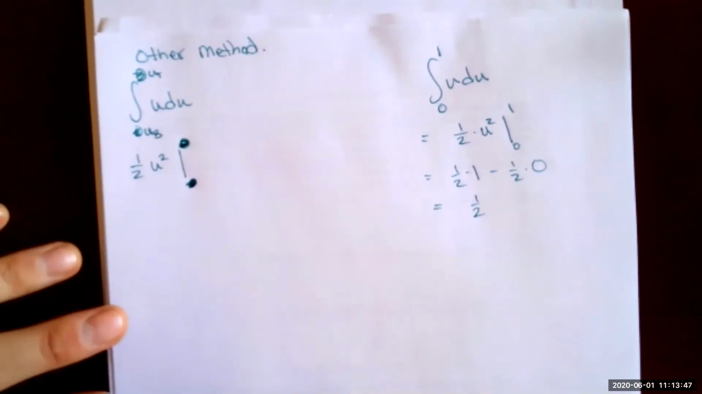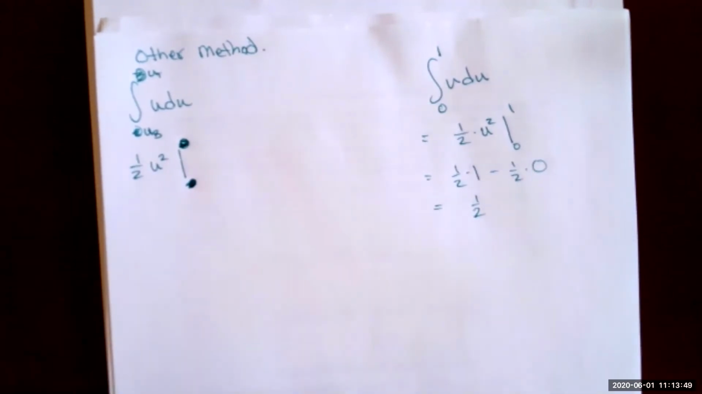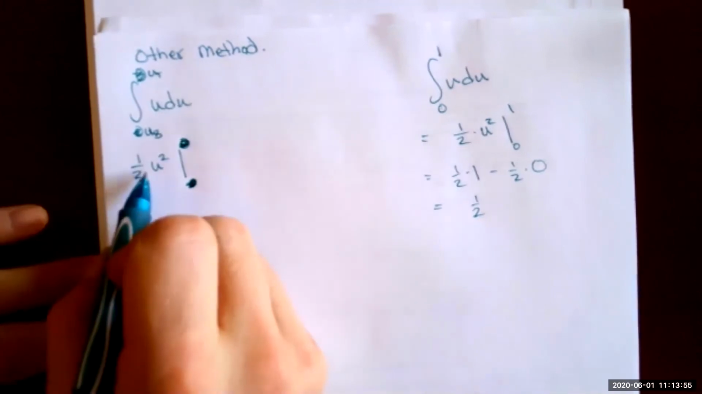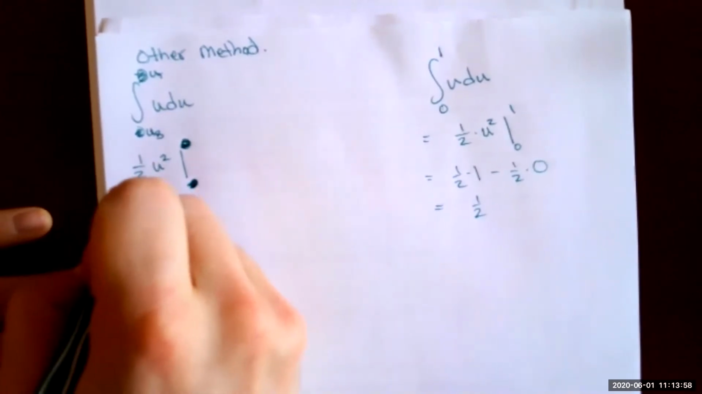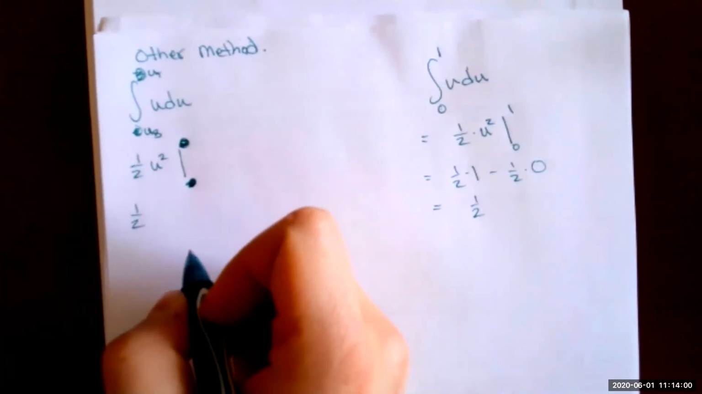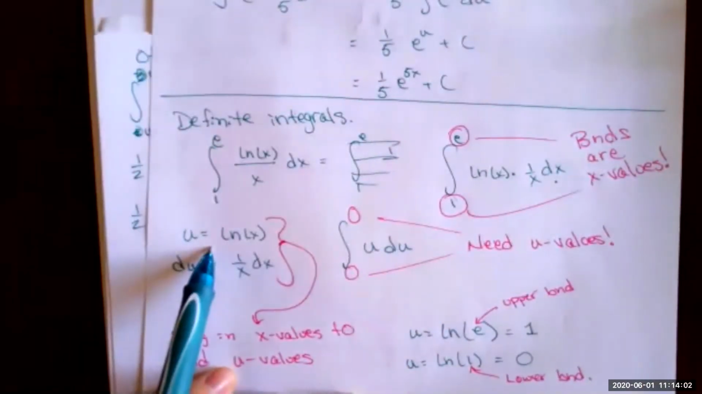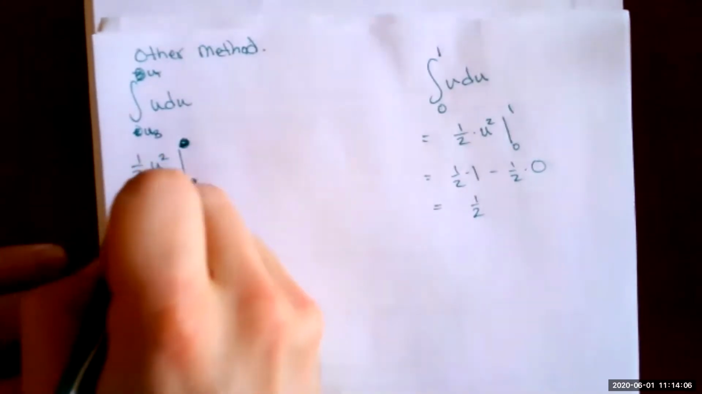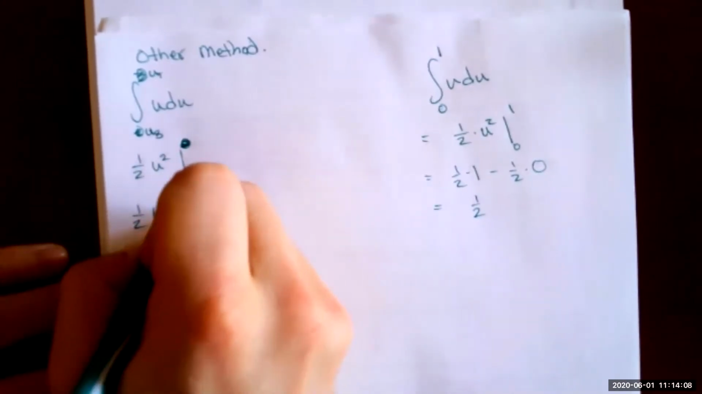Well, okay, that's my antiderivative. Well, how did we do the previous problems? Everything started in x, so let's go back to x's. If I want to go back to x's, we had 1/2. Our substitution, remember, was natural log of x. So I've got 1/2 natural log of x. I'm going back to x's now.